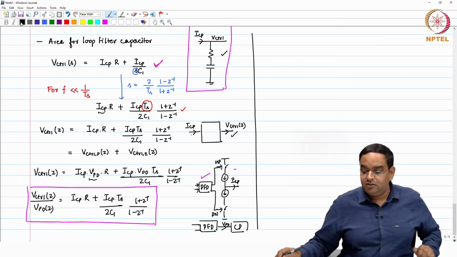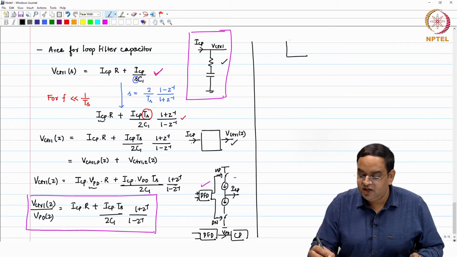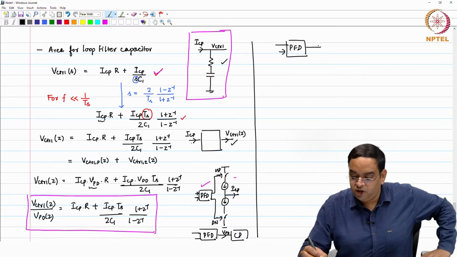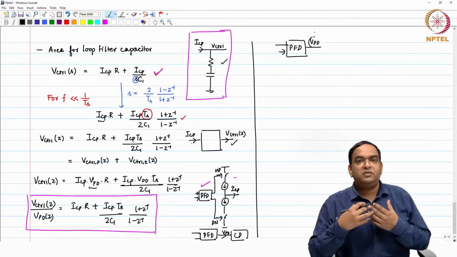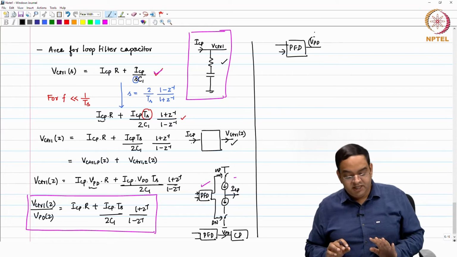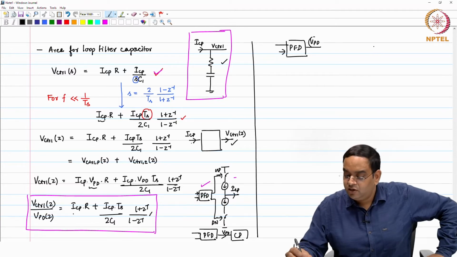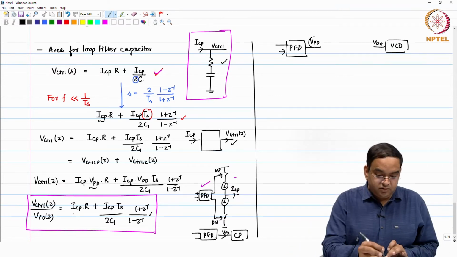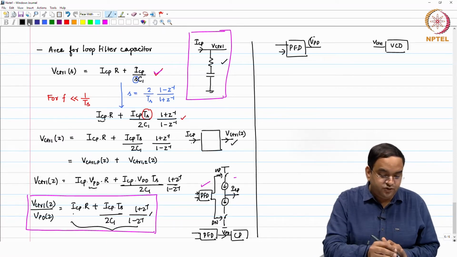Now come back to this and look at it. From the PFD output, somehow, we do not know how, we are converting this phase detector output, which is a voltage, into V control, which is controlling our VCO. So whether this function can do it or not is something which still needs to be checked.